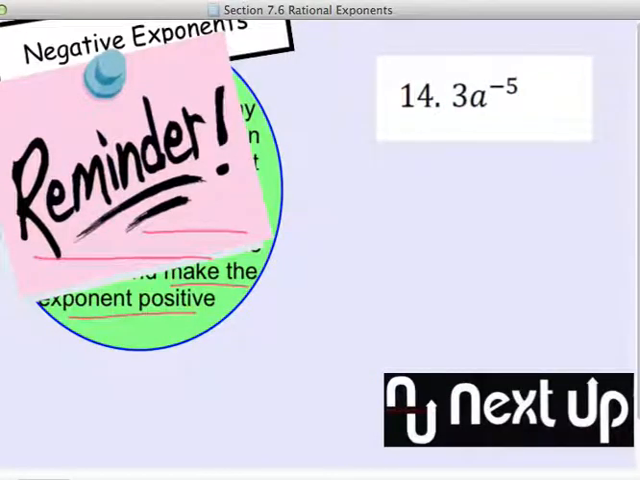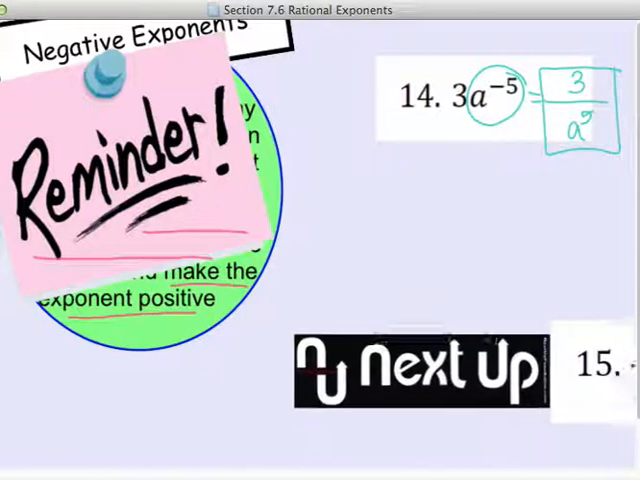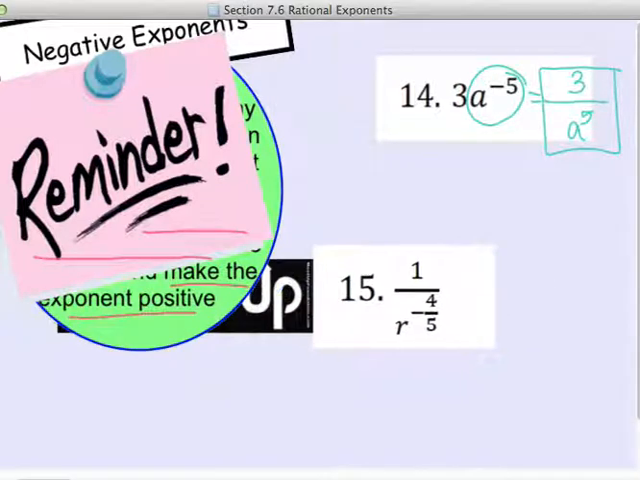So number 14, I have 3a to the negative 5th. That piece is negative, so I move it to the inverse side. I put it in the denominator, make it positive. And I am done with that one. 15, this is negative, so I move it to the numerator, and make it positive. So there we go. That's it.